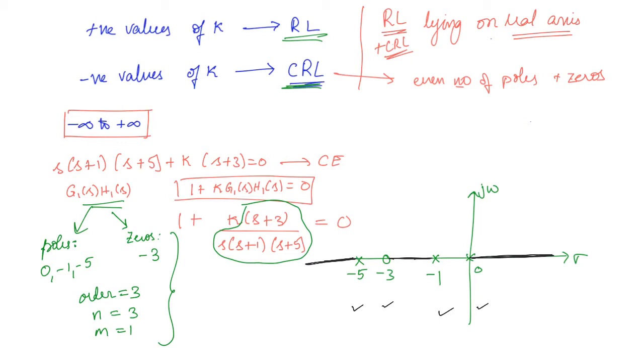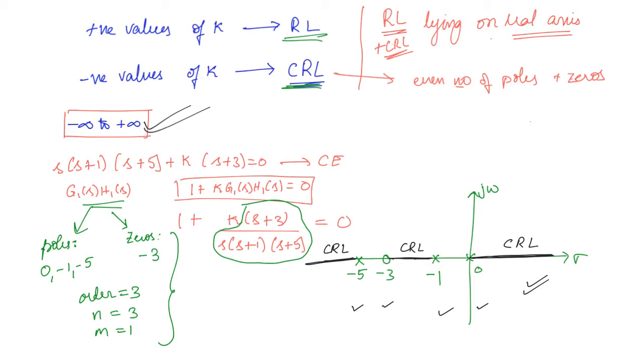Okay, since there are no poles or zeros, you will have the root locus at the positive real axis also. Okay, so these are the complementary root locus branches that are lying on the real axis. Okay, but now we are drawing the root locus, the trajectory of roots for k varying from minus infinity to plus infinity. So we are drawing the RL also along with the CRL.